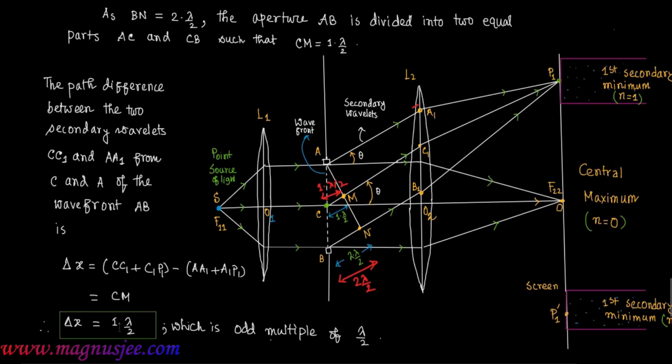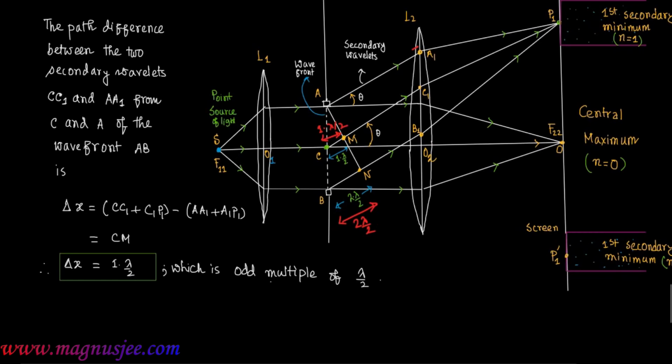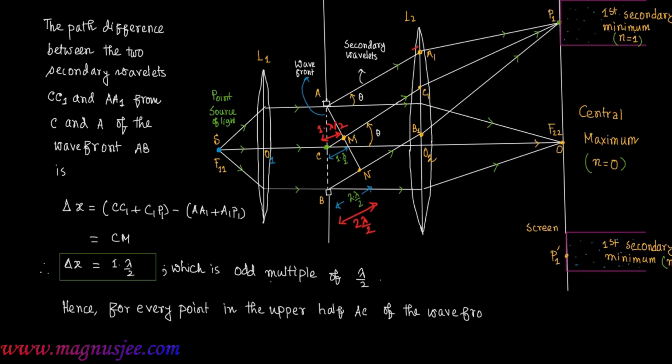That means the odd multiple of half of wavelength of light. As delta x is equal to 1 lambda by 2, for every point on the upper half AC of the wavefront AB, there is a corresponding point in the lower half CB of the primary wavefront AB.